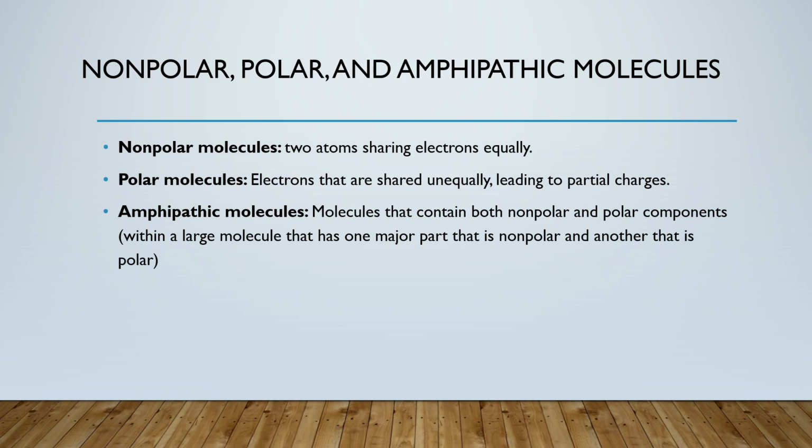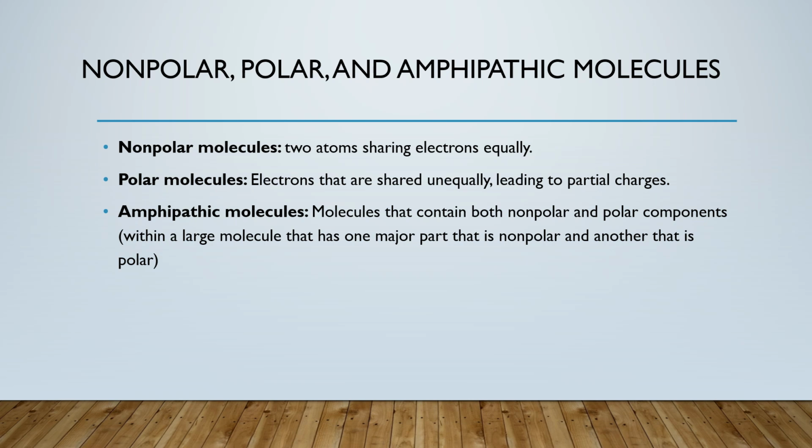Non-polar molecules contain mostly non-polar covalent bonds. Electrons are shared equally between the atoms. An example is oxygen, or O2. Polar molecules have a slightly positive end and a slightly negative end due to an uneven distribution of electrons. They contain more polar covalent bonds. Electrons are shared unequally, leading to partial charges. An example is water, H2O.